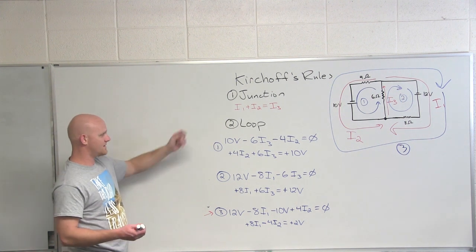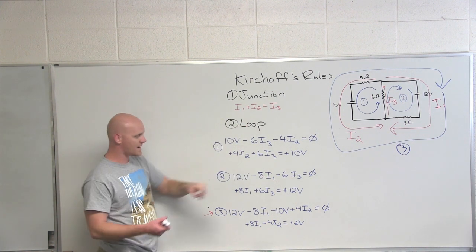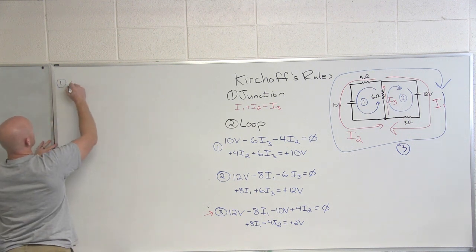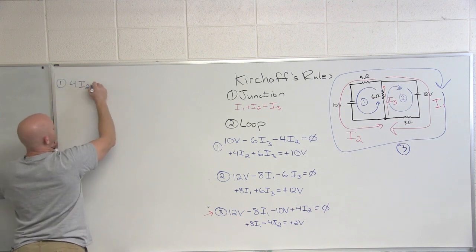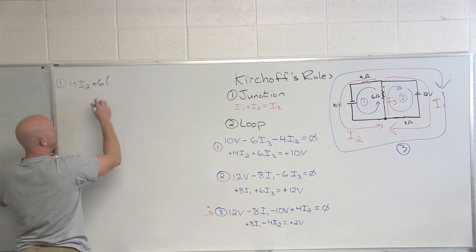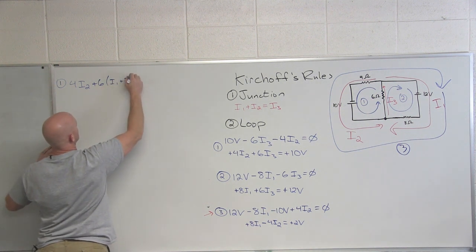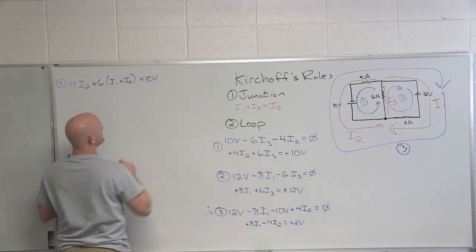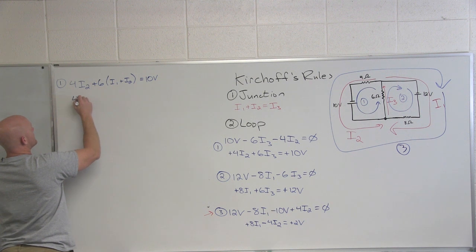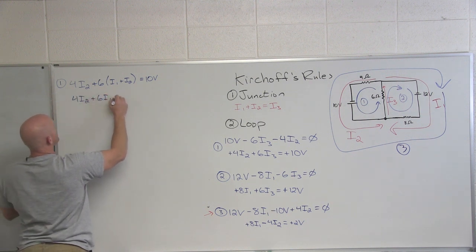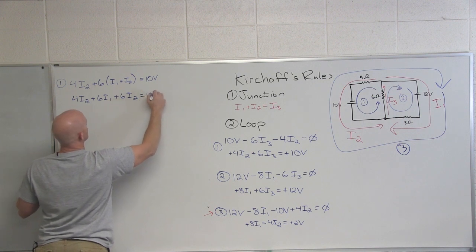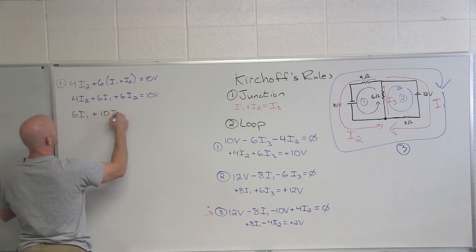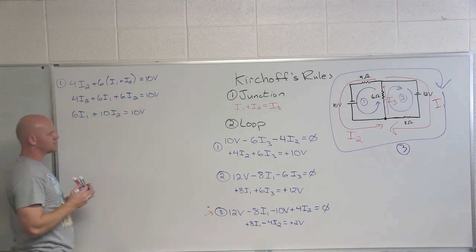So I'm just going to pick the first one that we have here, and I'm going to substitute in I1 plus I2 for I3 right there. I'm going to start right back here at the top. That's going to turn our loop rule there into 4I2 plus 6 times, and what's I3 equal to again? I1 plus I2. Cool, and that's still equal to what? Awesome. Cool, and if we expand this out, that would be 4I2 plus 6I1 plus 6I2 equals 10 volts. We can combine the I2 terms. So we get 6I1 plus 10I2 equals 10 volts.